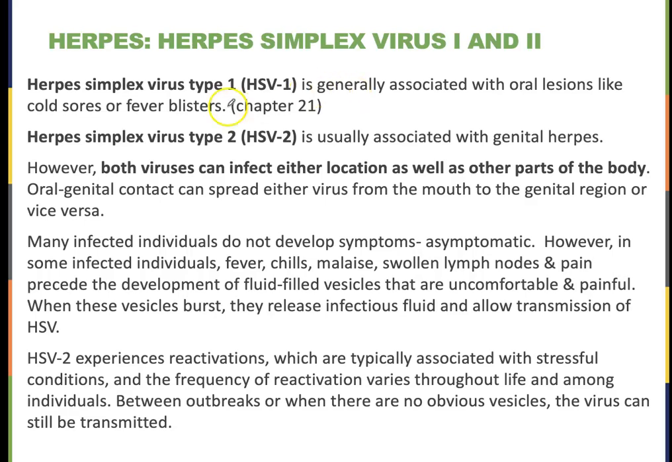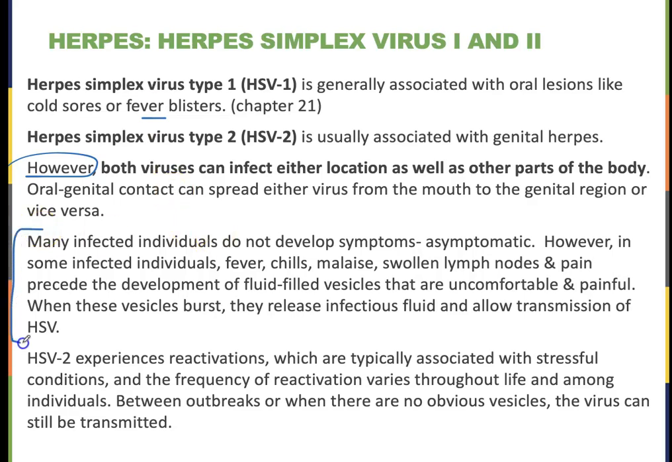associated with oral lesions like cold sores or fever blisters, and the type 2 form of the virus is most associated with genital herpes. However, it doesn't matter. The virus doesn't care. So you can definitely get infection with either type in either location. You can get herpes 1 in the genital area. You can get herpes 2 in the oral region. So it's not 100% that if you have cold sores, it's herpes type 1. It could be herpes type 2.